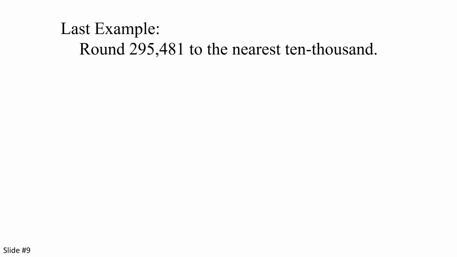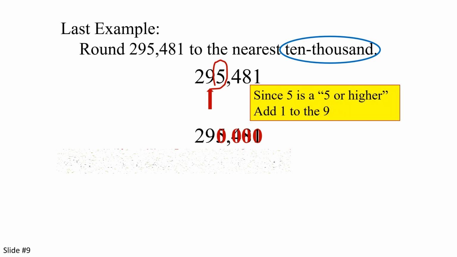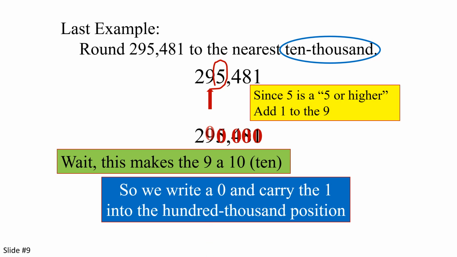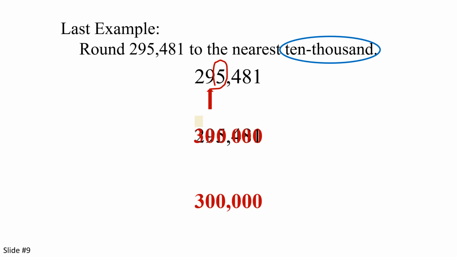Let's do one more. 295,481 to the nearest 10,000. 10,000 is in the 9 position. We look at the 5. We replace the 5481 with zeros. Since the 5 was a 5 or higher, we add 1, which makes it 10. Put a 0, carry the 1. And of course, that gives us 300,000.